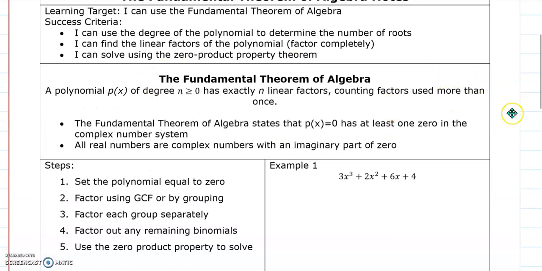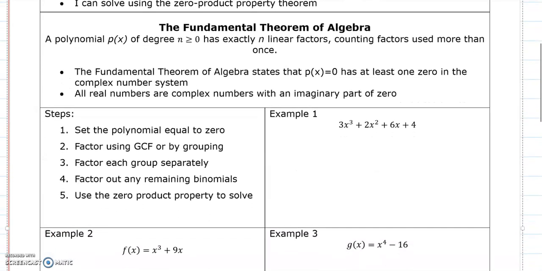The fundamental theorem of algebra states that a polynomial p of x of degree n greater or equal to 0 has exactly n linear factors, counting factors used more than once. So I'm going to set them equal to 0, and when I solve, I'm going to have at least one 0 in the complex number system. All real numbers are complex numbers with an imaginary part of 0.